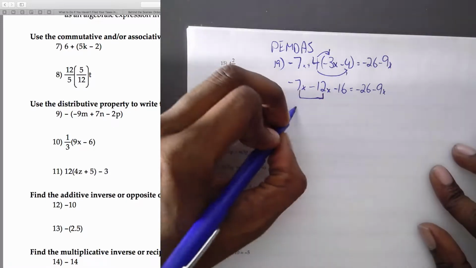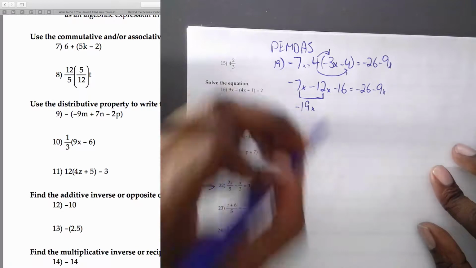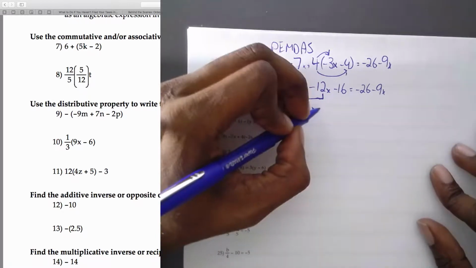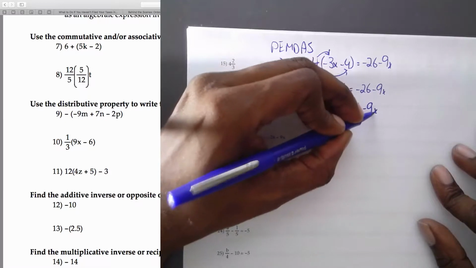When we add those together, it's going to be 12 plus 7 because the signs are the same. So if signs are the same, we add. We keep the x there. We bring down the 16. We bring down the 26. We bring down the 9x.